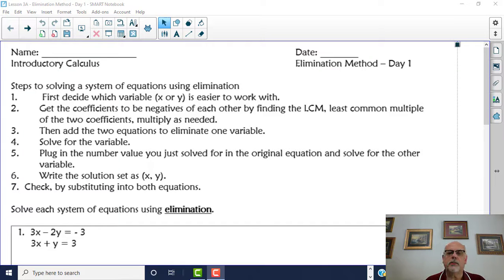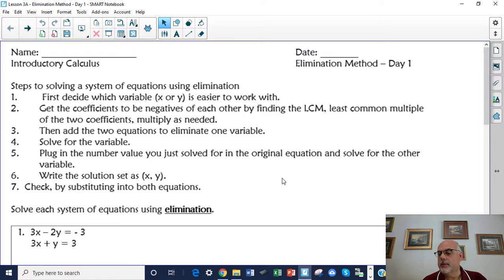Hello everyone, and welcome to the lesson on solving a system of equations using the elimination method. Again, like the substitution method, this is something that you saw probably in geometry, saw in algebra and algebra 2. So let's go through some of the fundamentals of this first.